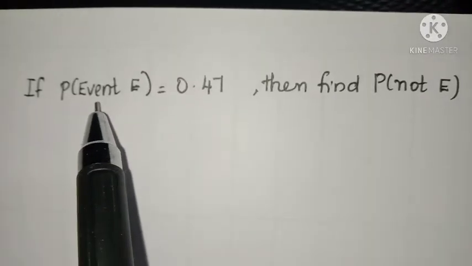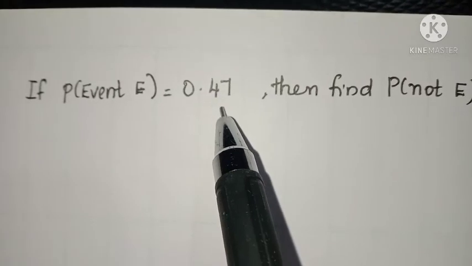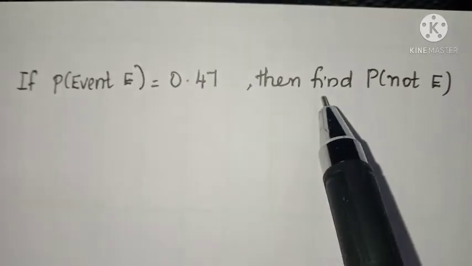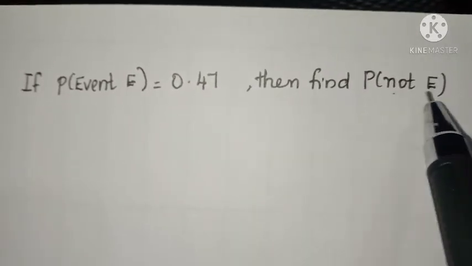Students, we are going to discuss some examples based on probability. Let's watch the video carefully. If P of event E is equal to 0.47, then find P of not E.